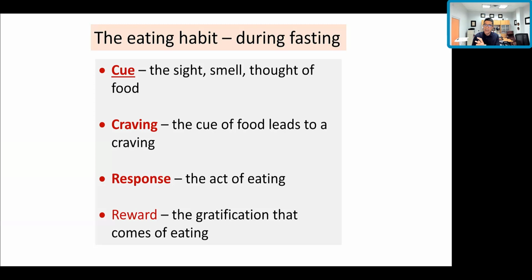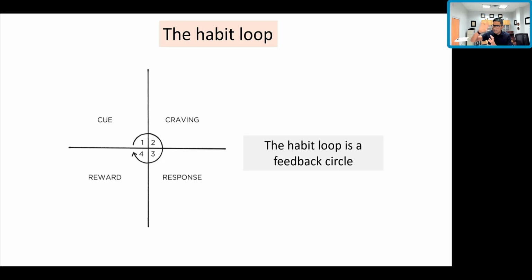So let's take these four aspects that are driving our food intake and apply them to food. So the cue is the sight, smell, and thought of food. The craving comes when you see that cue. The cue is what is leading to this craving inside your brain saying, hey, I want to eat. And that craving is happening because your ghrelin levels are going out of control. The response is the act of eating, and the reward is the gratification that you get from eating that food. So this is a loop. It feeds on itself. The cue leads to craving, leads to a response, leads to a reward. And this behavior is repeated because it's creating gratification.